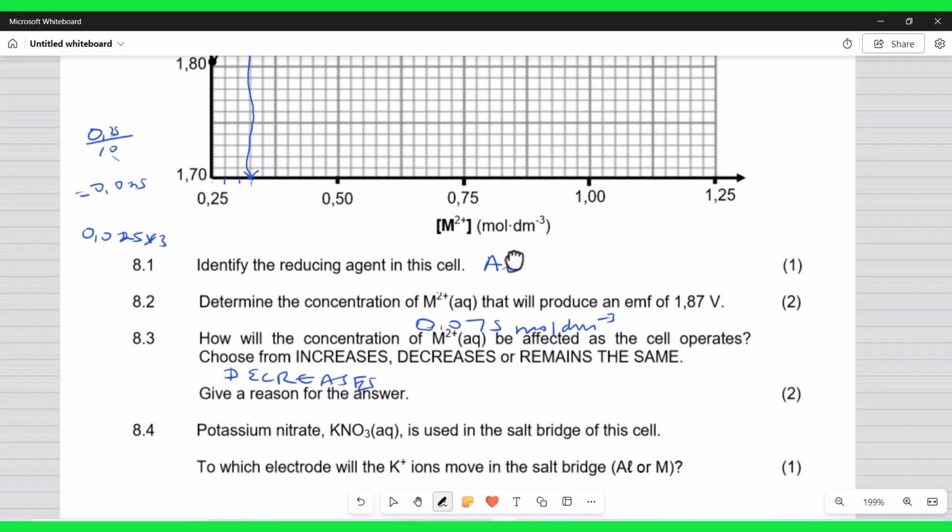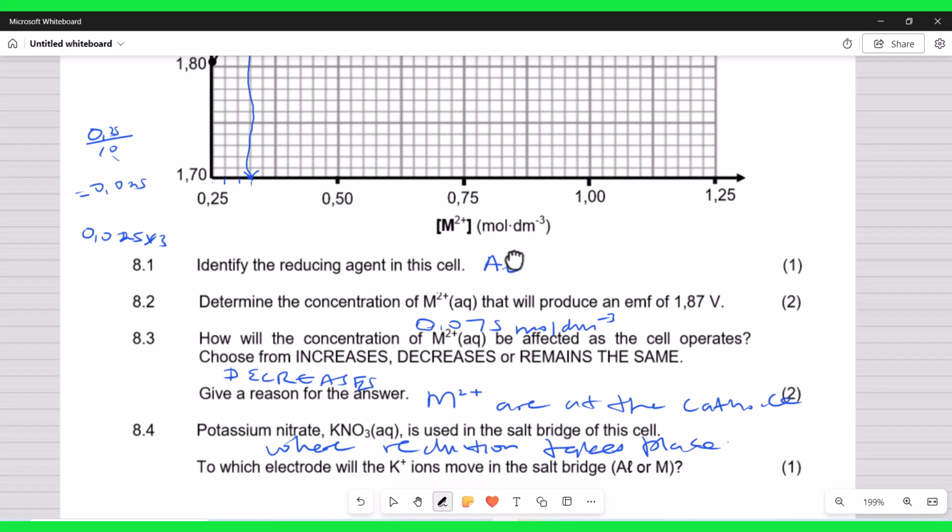Then we say now explain your answer if you did not guess. Because the M2 ions are at the cathode, where reduction takes place, they are going to be reduced.